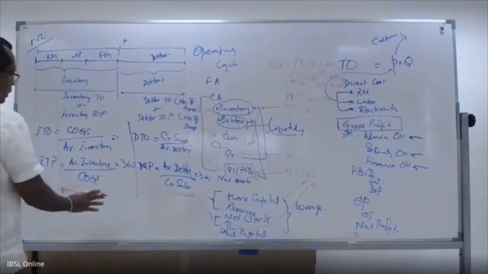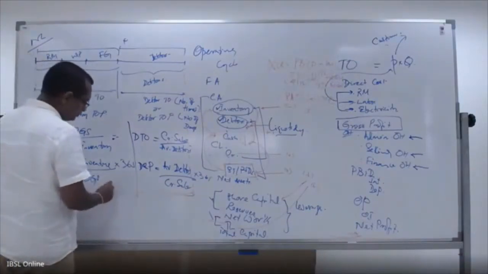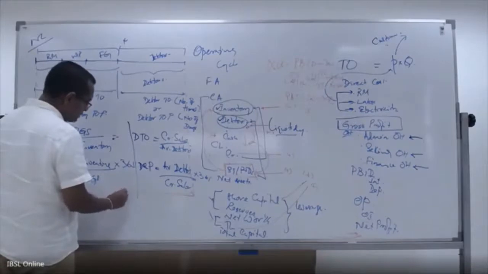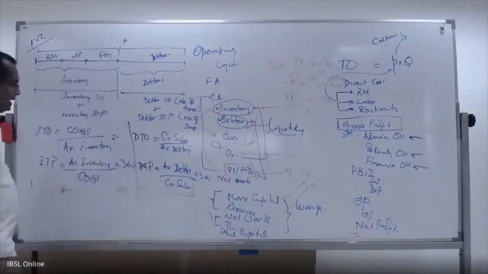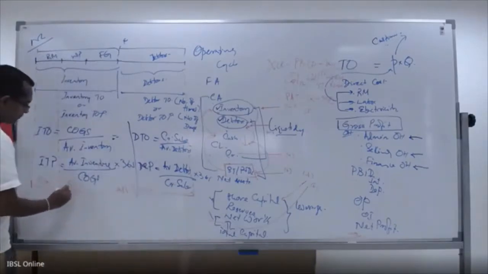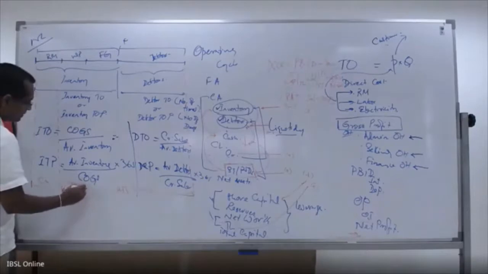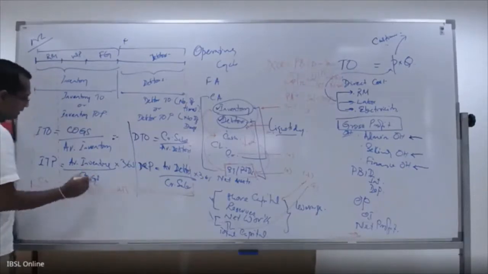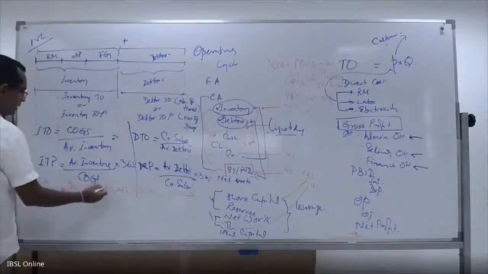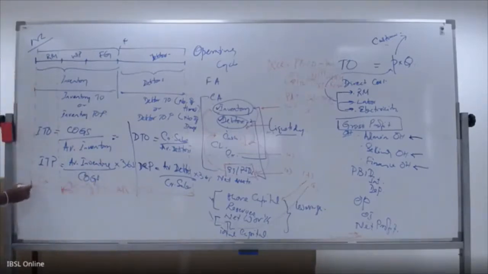This is called cash cycle. That is operating cycle minus creditor turnover period equals cash cycle. That means you deduct this portion from your operating cycle.